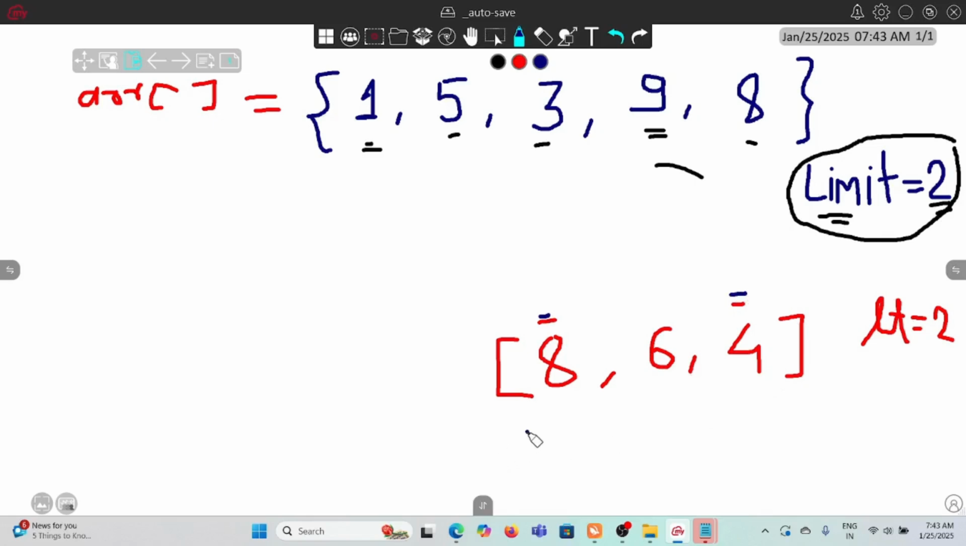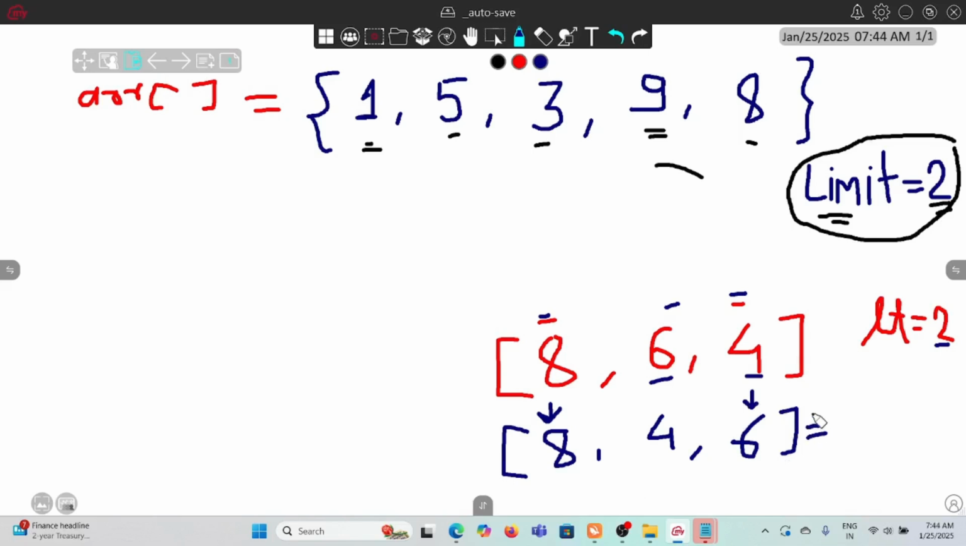So let me do one thing. If I swap 6 and 4, what would happen? It would become 8 4 6, right? We just swap these because they have a difference of 2 only. Now again we can swap the 8 and 6, correct? We can easily swap the 8 and 6 because they are within the limit.